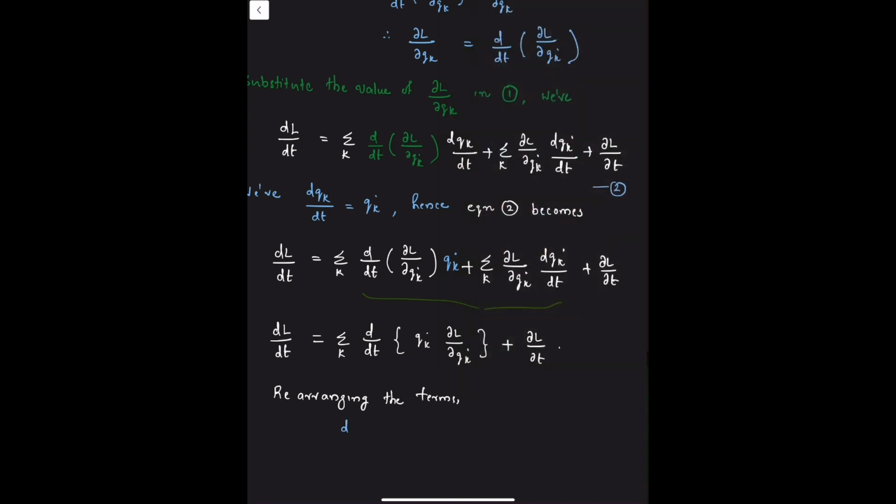That is dL/dt minus sum over k of d/dt of qk dot ∂L/∂qk dot, that is equal to ∂L/∂t. Okay.